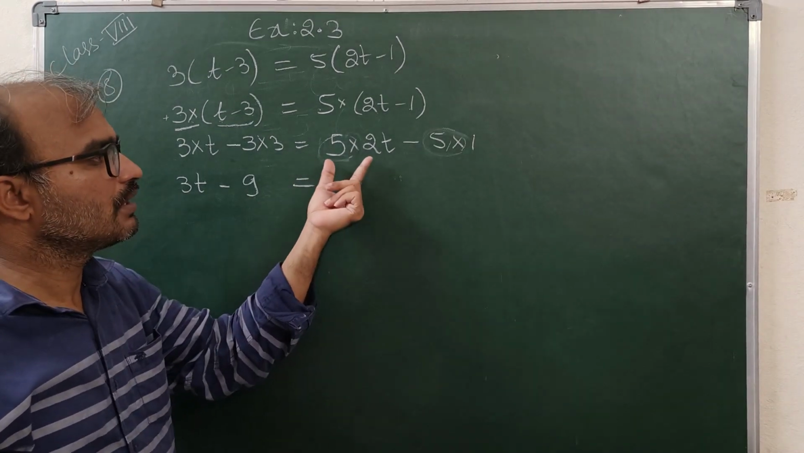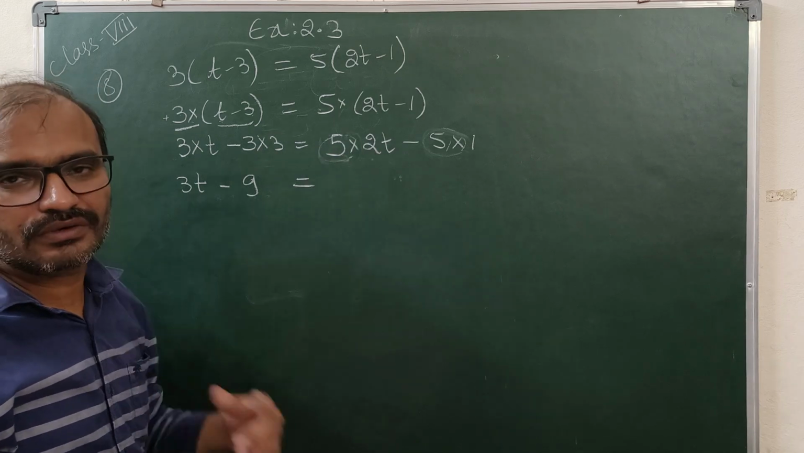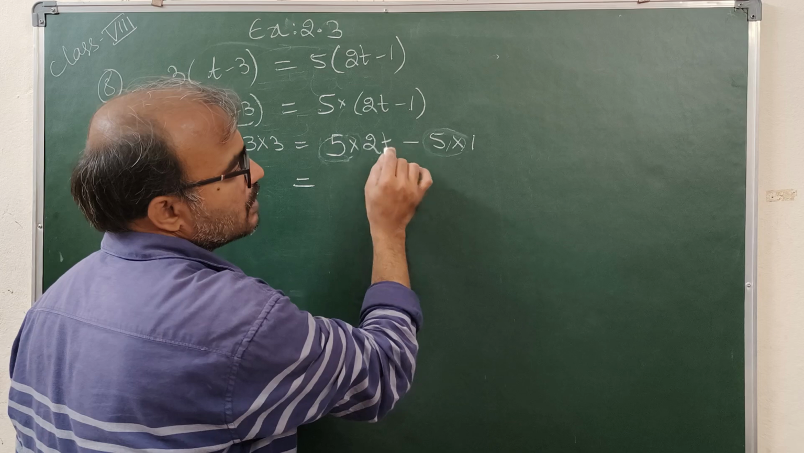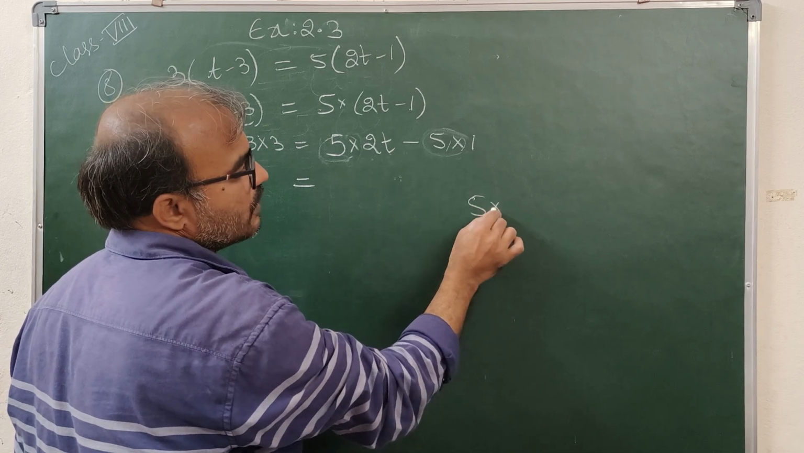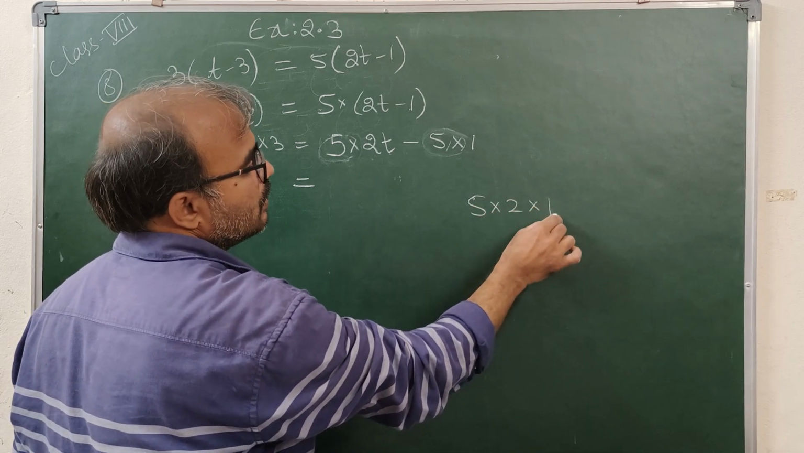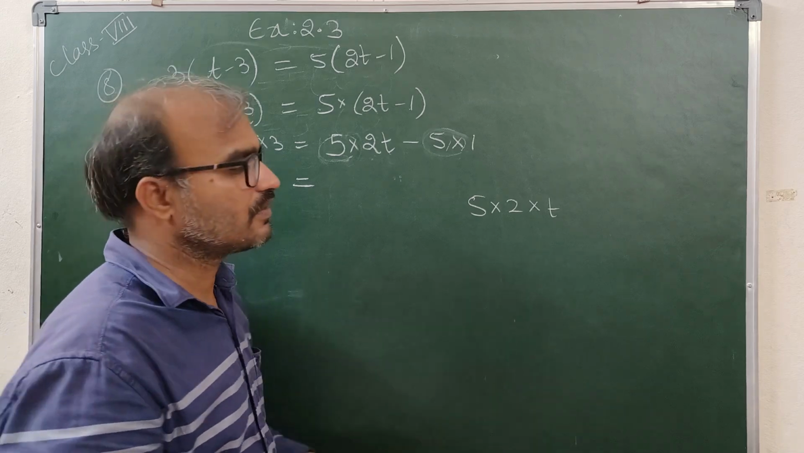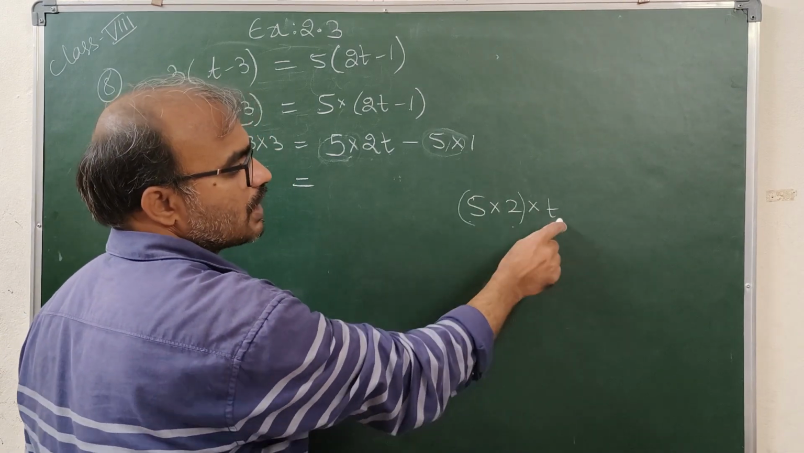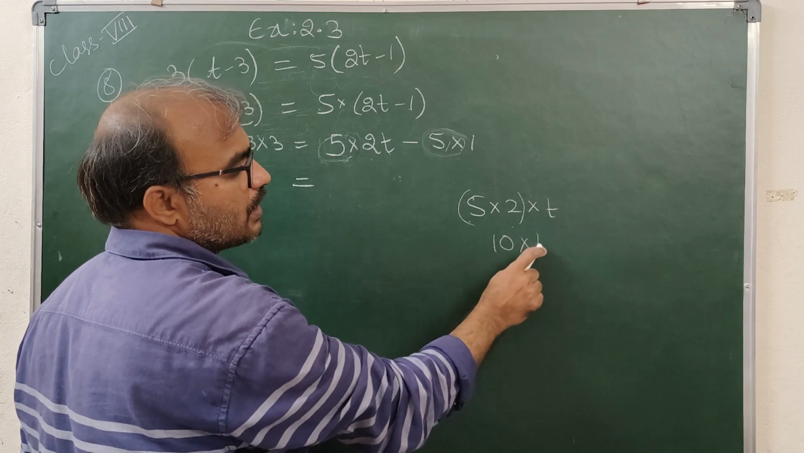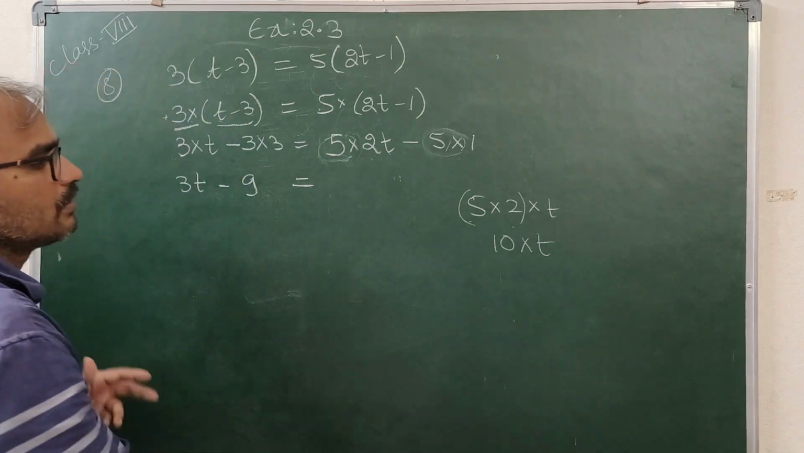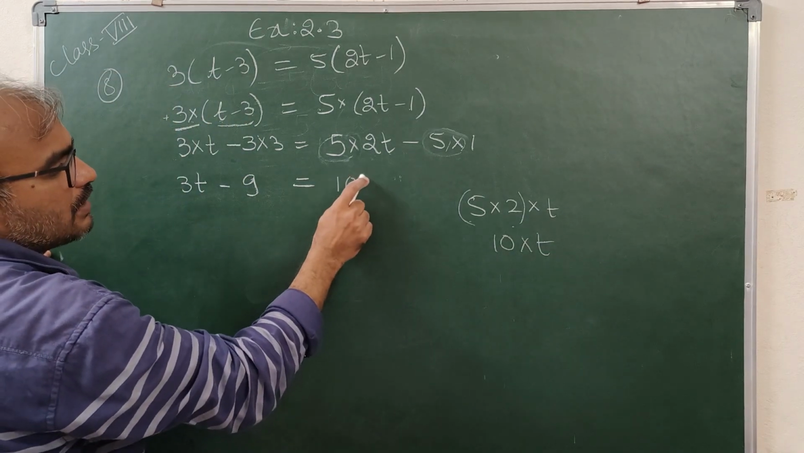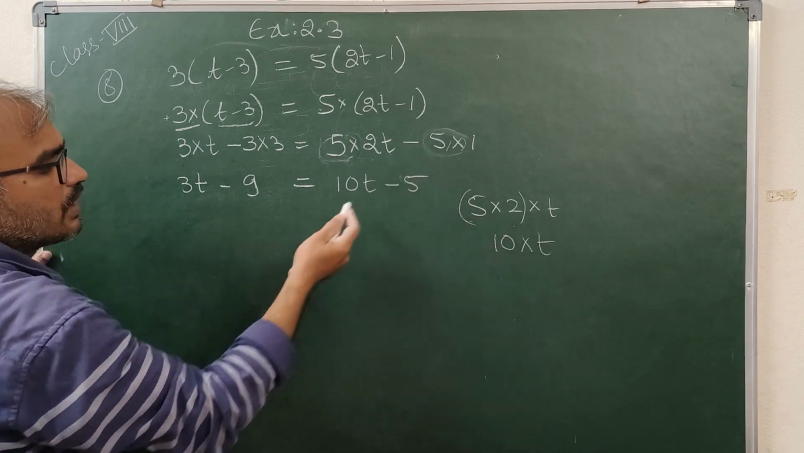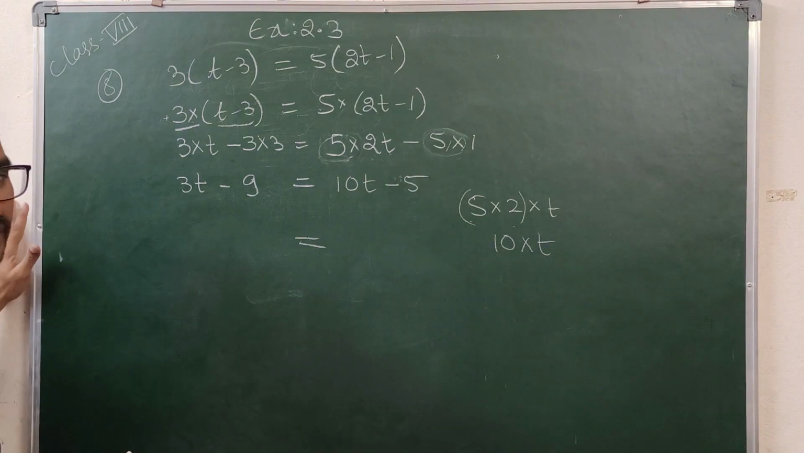Now you may get a doubt here. Can you multiply these to 5 into 2? Can you multiply them? It is called 2 times t. So it is 5 times 2 times t. By the associative property, this is also the same as 5 into 2 times t, nothing but 10 times t. So this is 10 times t, meaning 10t directly, right? Minus 5.